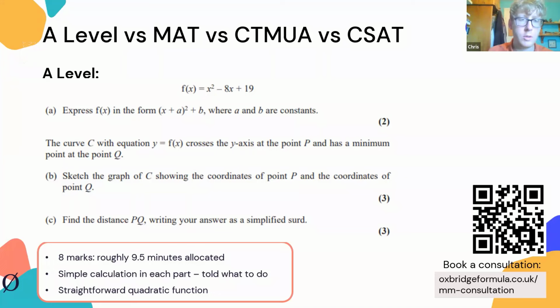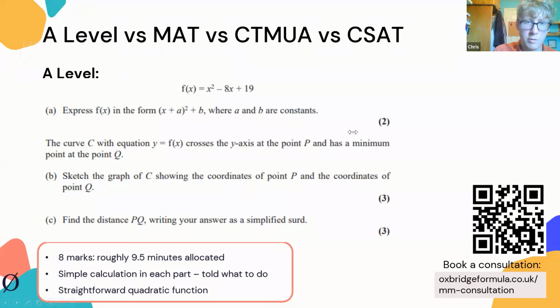Yeah, so we've just chosen an A-level question on a particular topic, which is polynomials, in this case a quadratic. And we'll look at some questions from the admissions tests on similar topics. And just to quickly describe this so we can compare the others to it, this is an 8-mark question, so you'd get between 9 and 10 minutes for it.